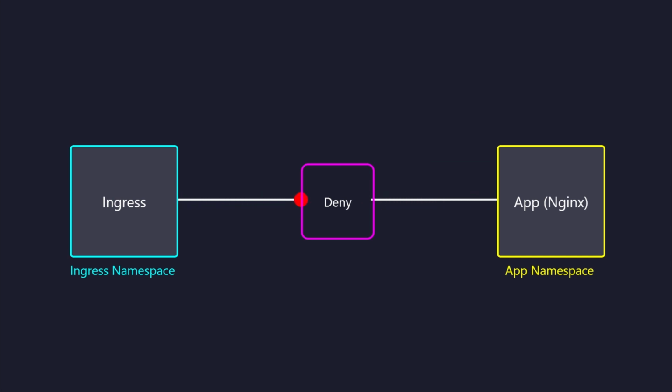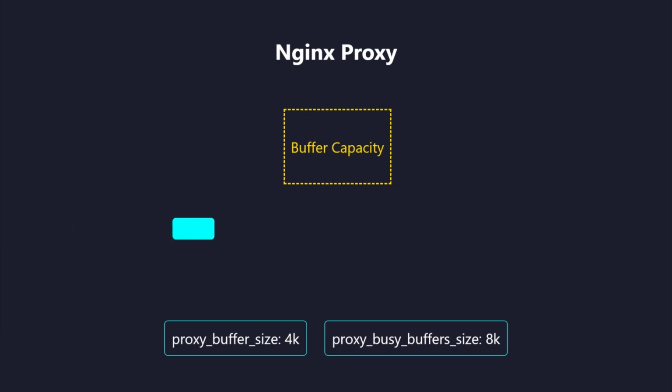NetworkPolicies can block traffic between the ingress namespace and the application namespace. Verify that ingress traffic is explicitly allowed on the container port. A default deny policy will silently drop packets, causing Nginx to time out or receive a connection refused error.